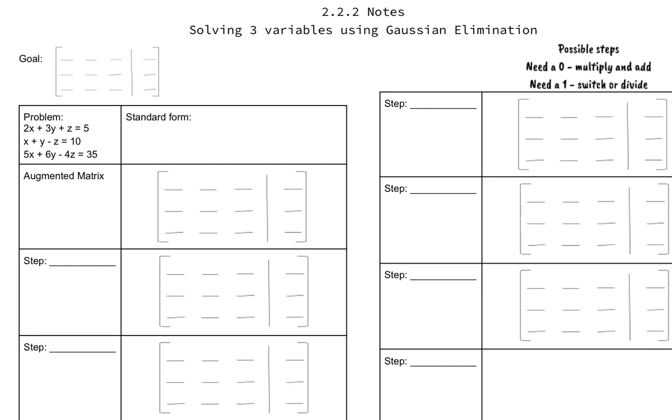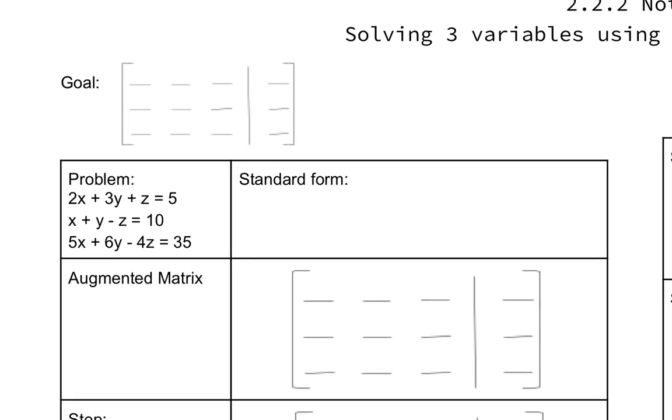And then how do I know if I need a 1 or 0? So we're going to focus on my goal. My goal is 1 as a diagonal and 0s underneath it. Everything else, I don't care what numbers I have, as long as I have those 1s and 0s where I need them. So that's what I mean by needing a 0 or 1.